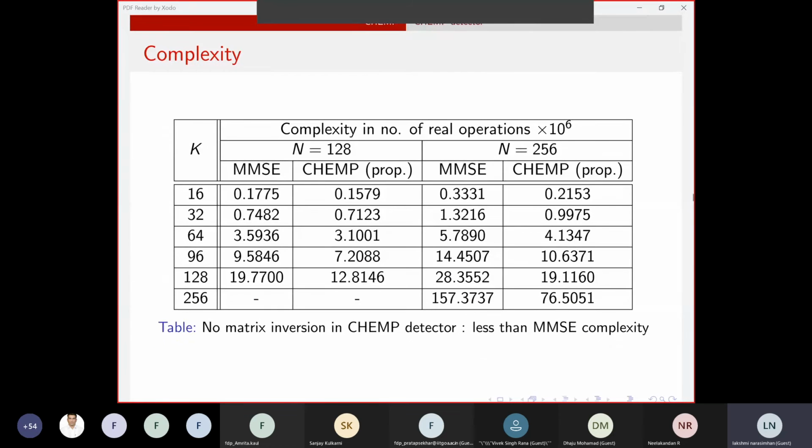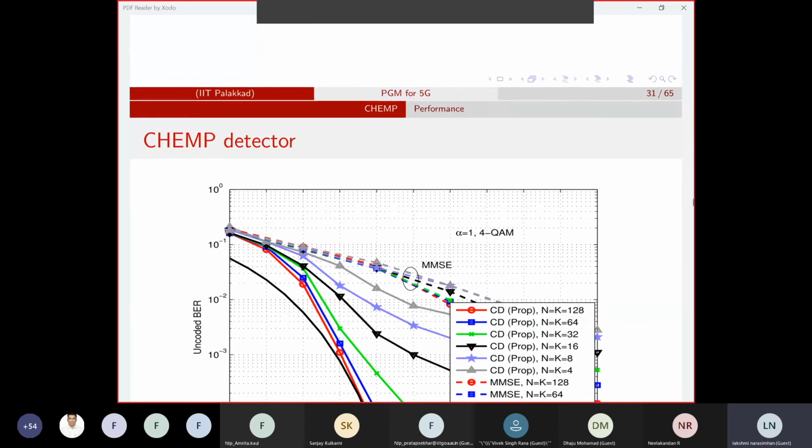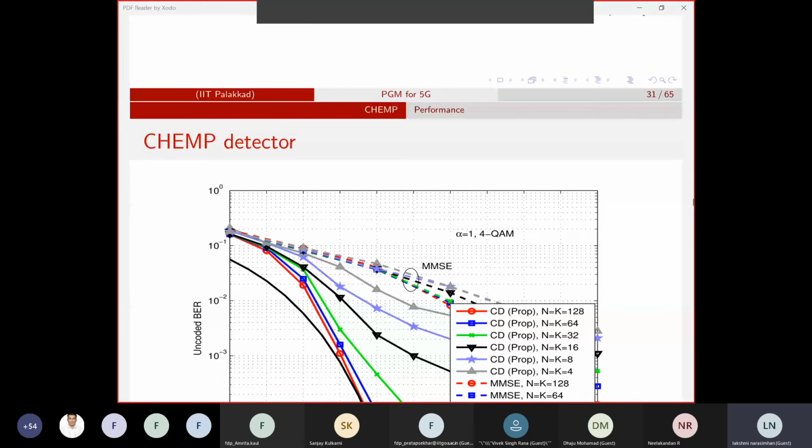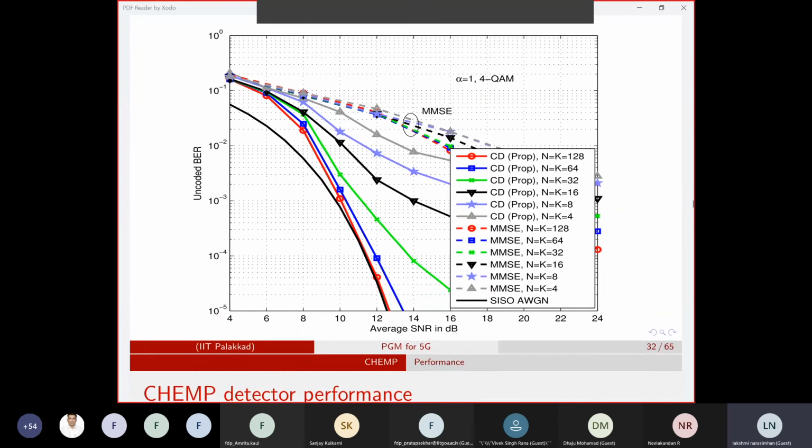Comparing for n equal to 256, once again we see an order difference. This channel hardening exploiting message passing algorithm requires roughly 76 million computations. This is, I think, for 16 QAM. Whereas MMSE requires 157 million computations. So the computational difference is huge. Once again, an order of difference that we see here. So this makes, once again, life simpler.